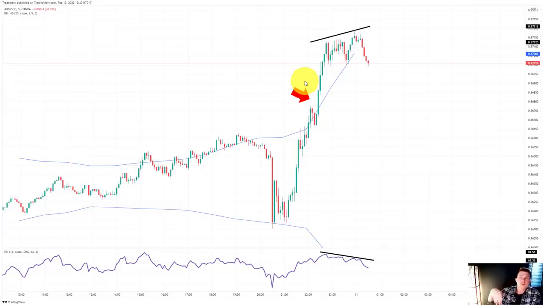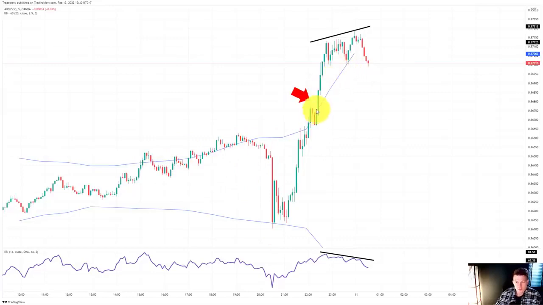You want to have multiple layers of confluence, so multiple things that you can stack on top of each other. So for example, here, what do we have? We have a flag pattern or a pennant or a wedge, whatever you want to call it. And then you would wait for a breakout.